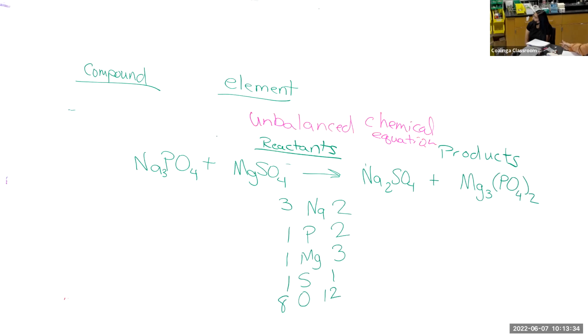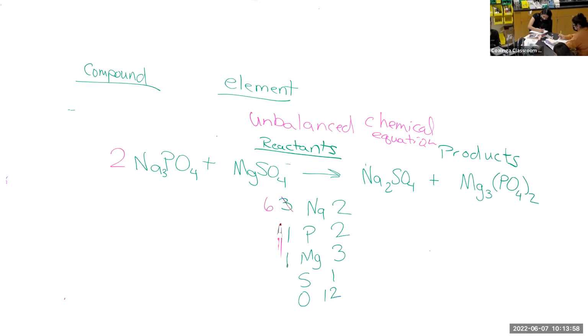So you're saying put a 2 here? I think so. Okay. So if we put a 2 there, that gives me how many sodiums? So we have 2 times 3. Okay, how many phosphorus? 2. How many oxygens? 8.